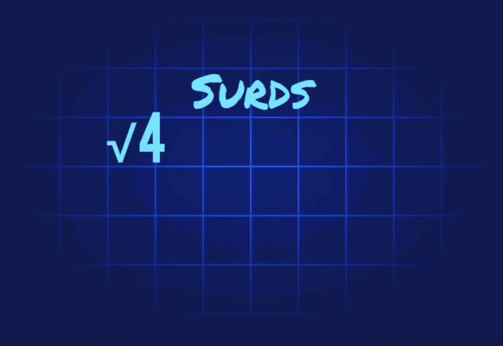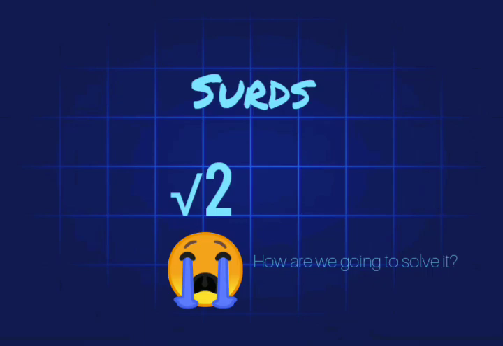Let's look at the square root of 4. The square root of 4 is 2, and that's a whole number, so it's not a surd. And the square root of 9 is 3, and again, a whole number, not a surd. But the square root of 2, there's no whole number that we can multiply by itself to get exactly 2. And there's no fraction that gives us the exact value either.